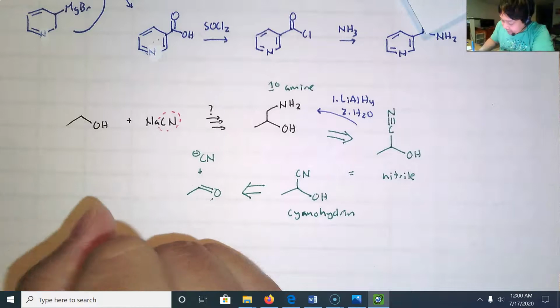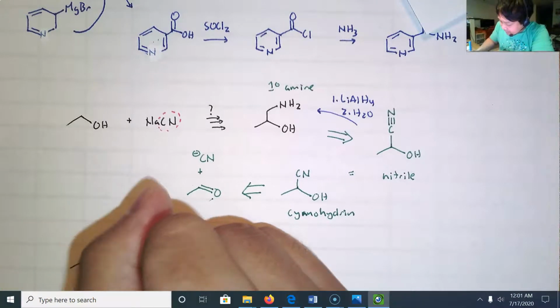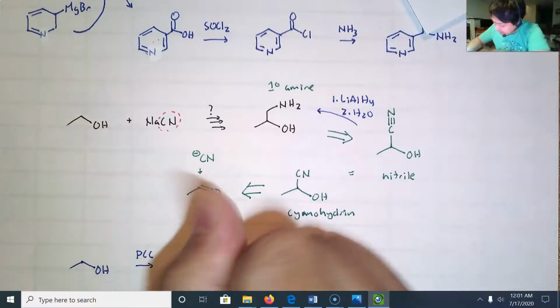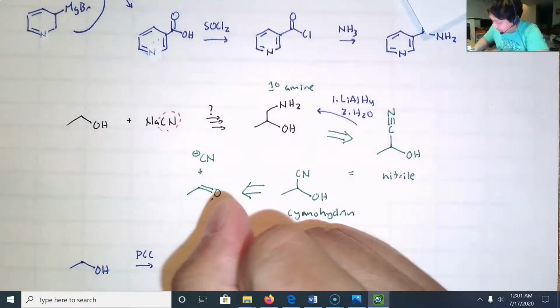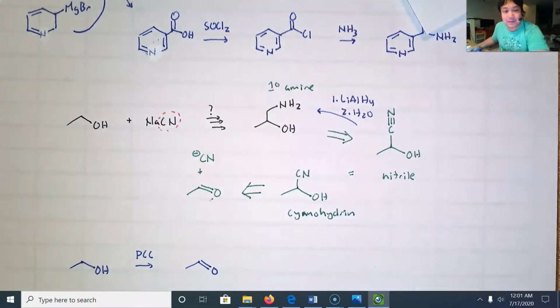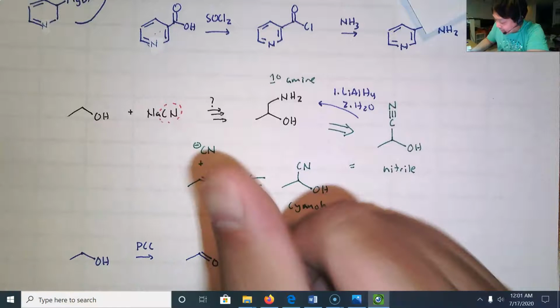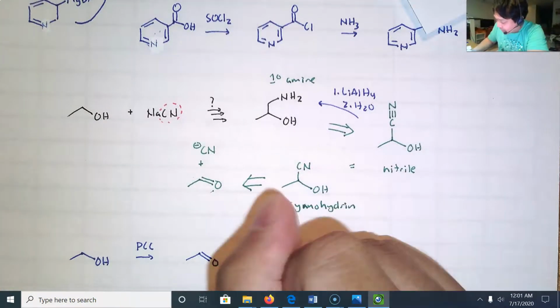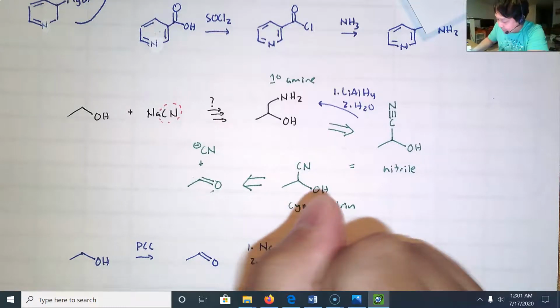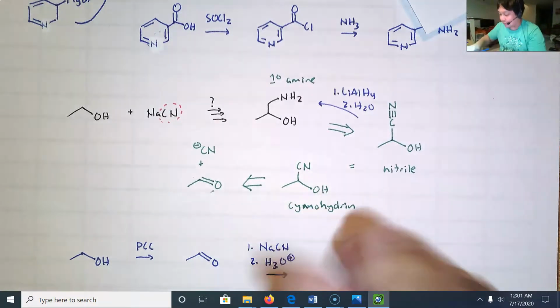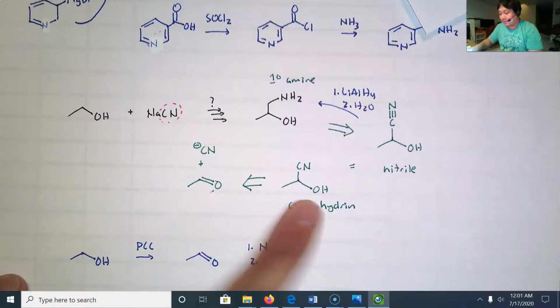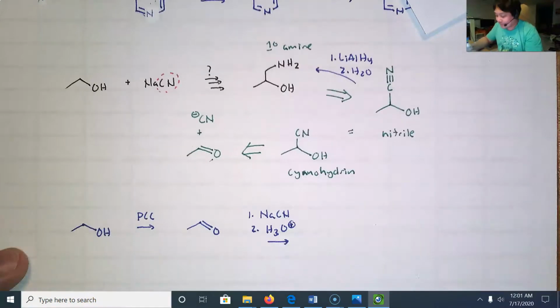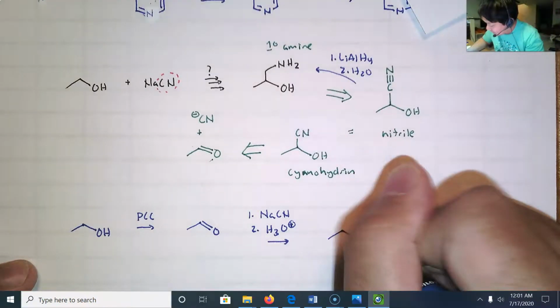My synthesis is this. This one is a good one too. Okay. I'm going to use now my NaCN. And we do have to protonate it. So either with water or H3O+. What are we protonating? Look at our plan. We have to make the cyanohydrin. And we have this.